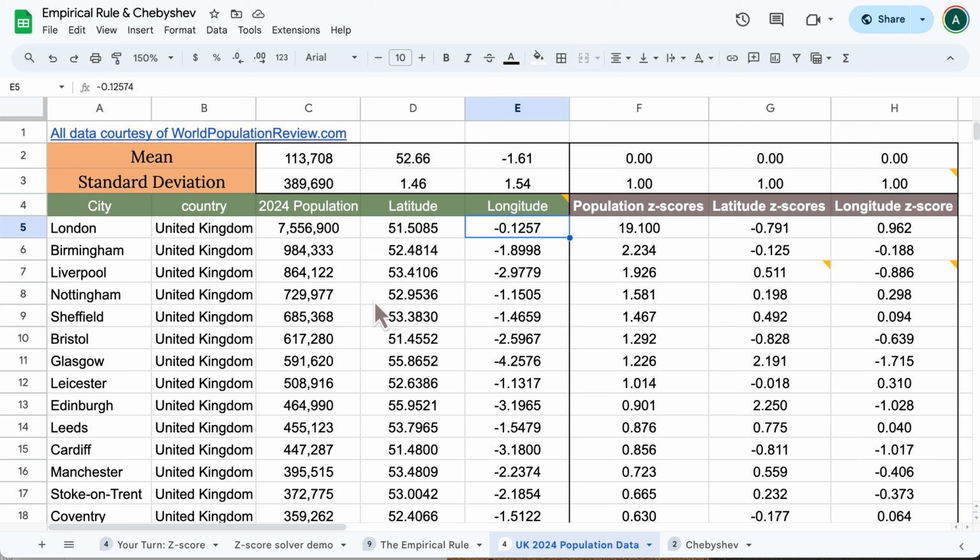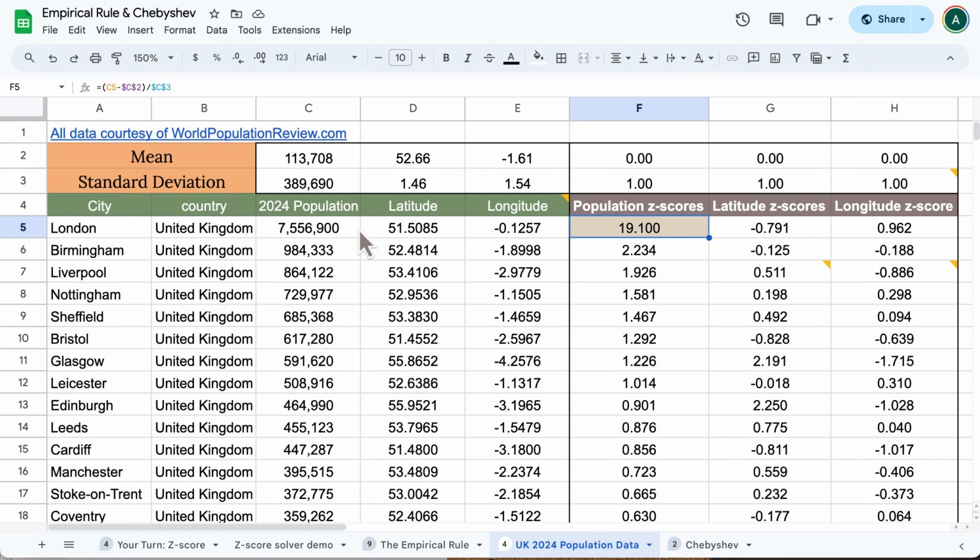It takes the 400 largest cities or townships in the United Kingdom in the year 2024. Out of those 400 largest cities, we have a mean population size of 113,708, and, call it, a 390,000 person standard deviation. And really, London is just so much bigger than the next closest city of Birmingham, at 984,000 versus 7.55 million. Keep that 7.55 million number in the back of your mind.